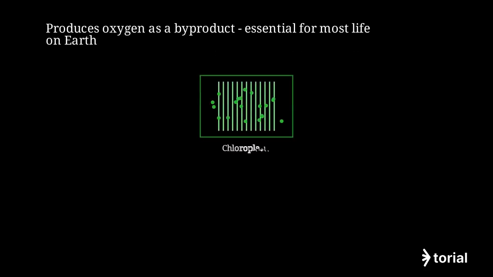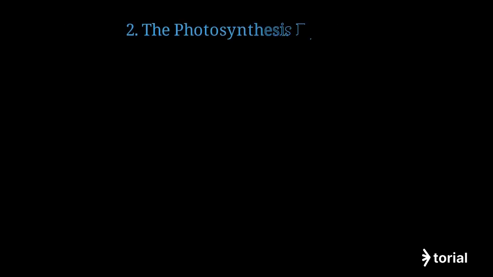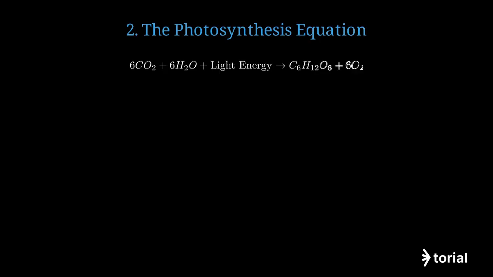Inside plant cells, specialized structures called chloroplasts contain chlorophyll, the green pigment that captures light energy. Let's look at the overall chemical equation for photosynthesis. The equation shows that 6 molecules of carbon dioxide plus 6 molecules of water, using light energy, produce 1 molecule of glucose and 6 molecules of oxygen.